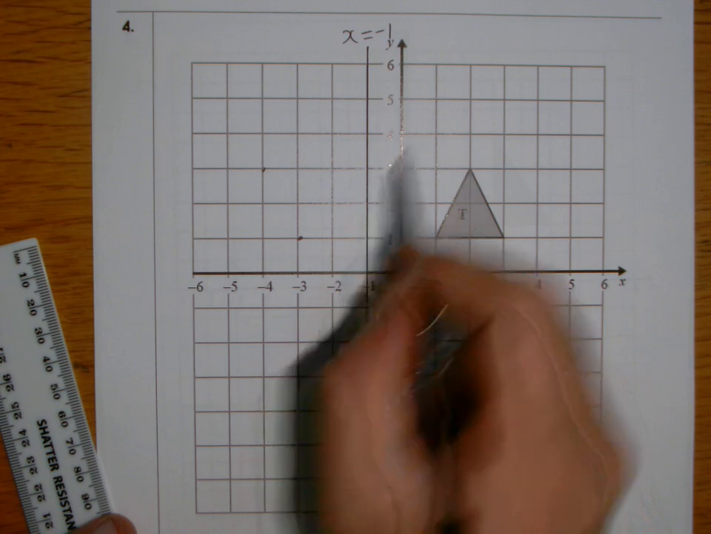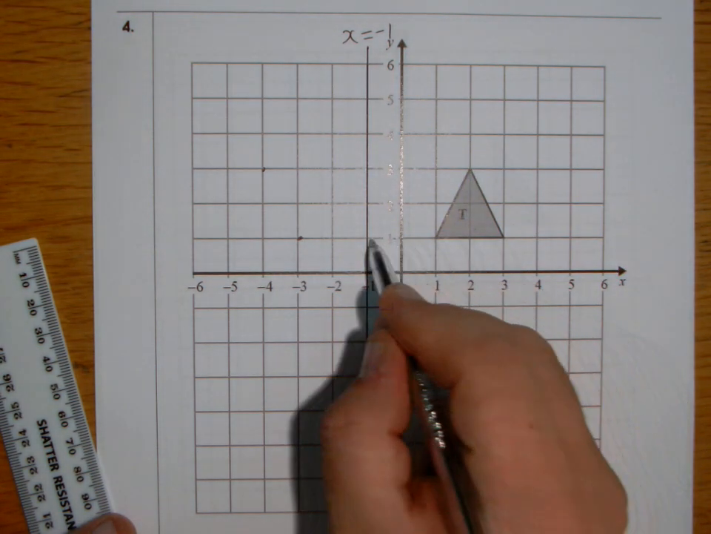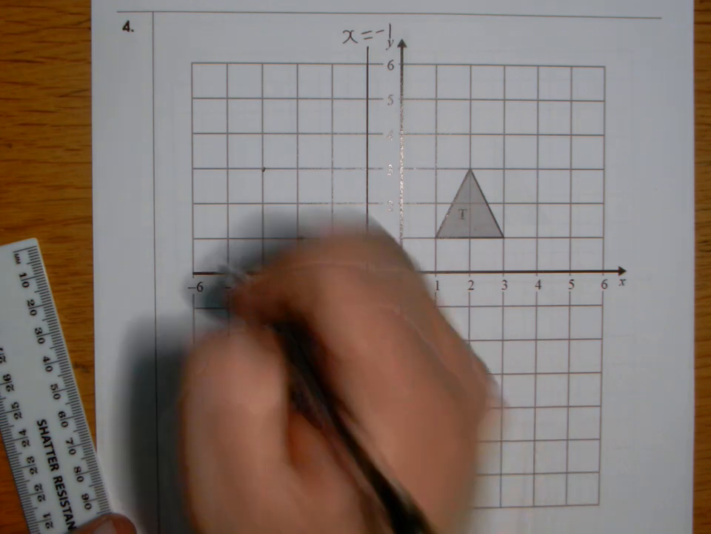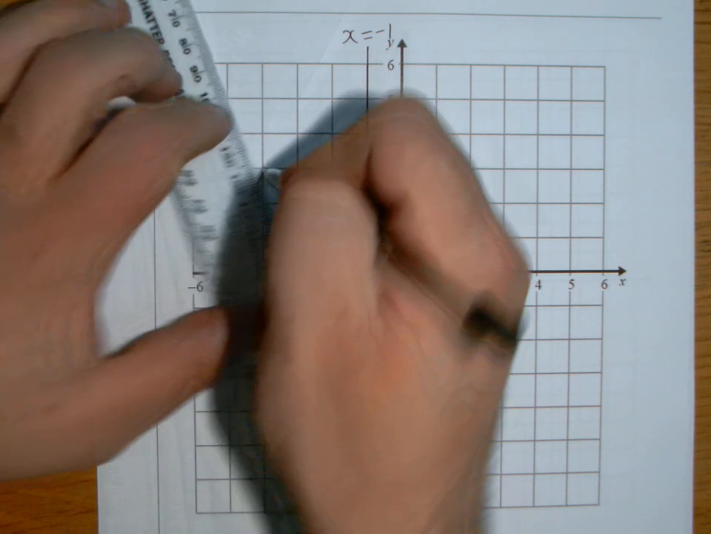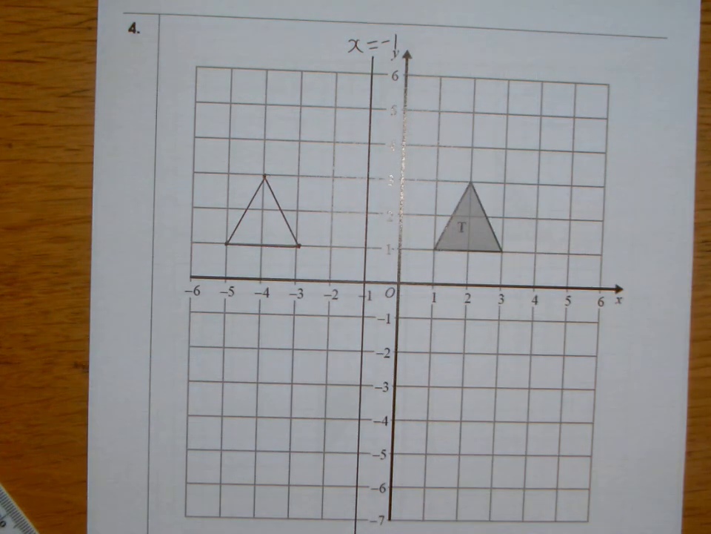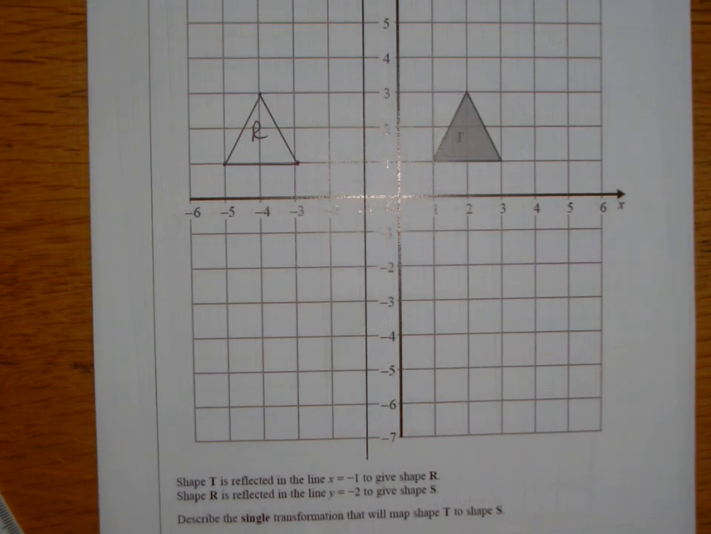Okay, so always remember now, it's not the axes, it's the actual line here. So 1, 2, 3, 4 squares, so we go back 1, 2, 3, 4 squares, and we've got our shape here, and they ask us to call that shape R. It then says the shape R is reflected in the line y equals -2.